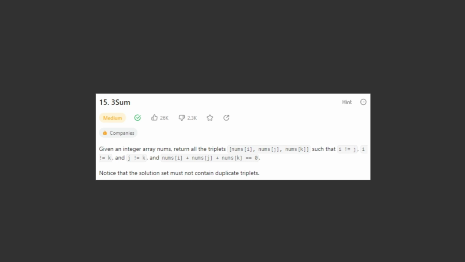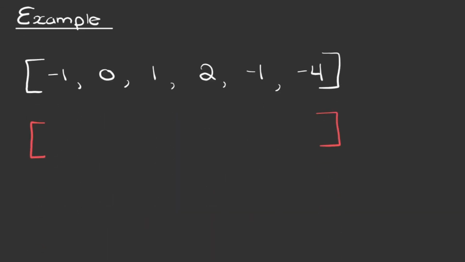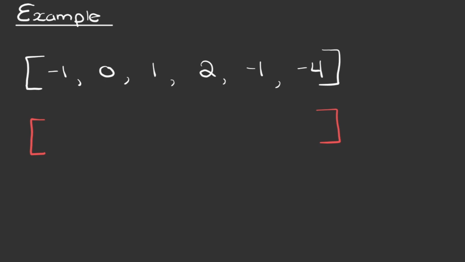For this problem, we're given an integer array nums, and we want to return all the triplets, so 3-element arrays, such that the indices are unique and that the elements of the triplet sum to 0. So as always, let's go through an example. We're given this integer array nums, and we want to find all the 3-element triplets such that the indices are unique and that the elements in each of the triplets sum to 0.